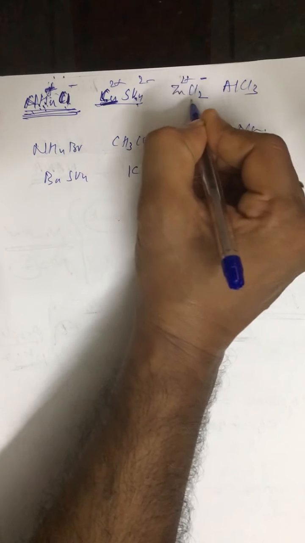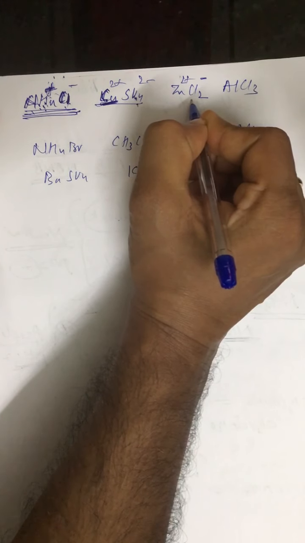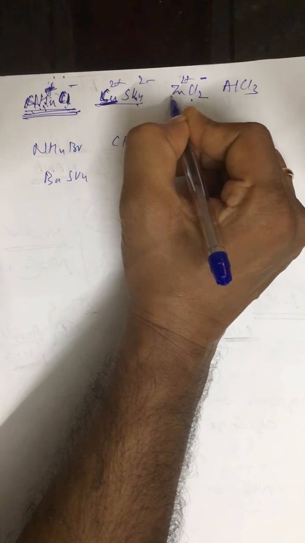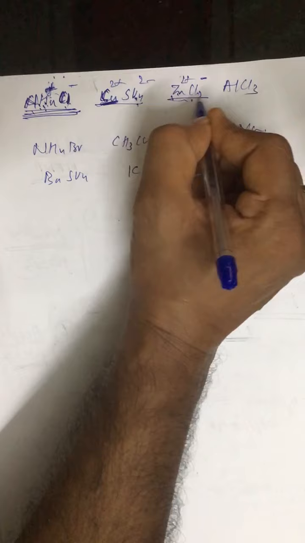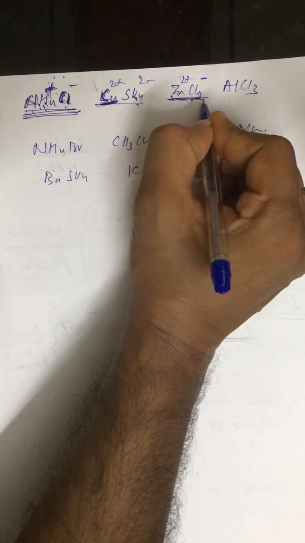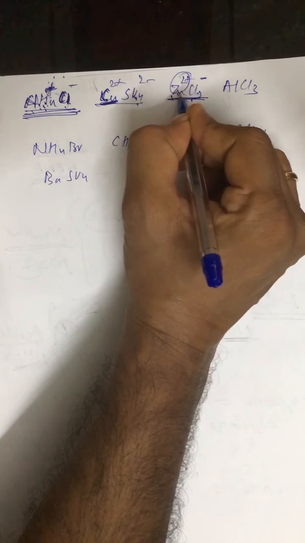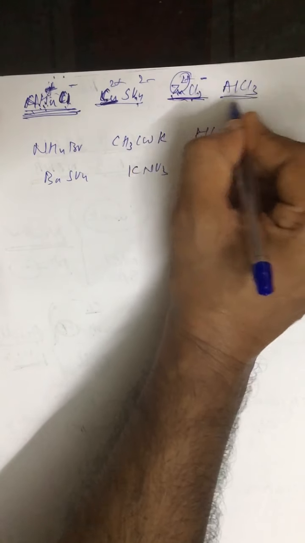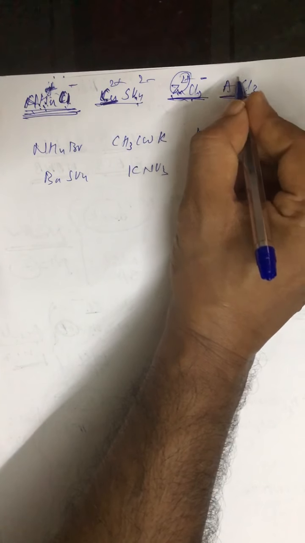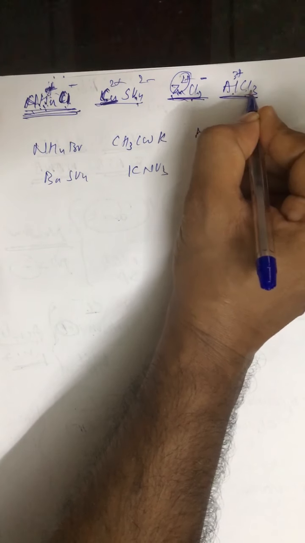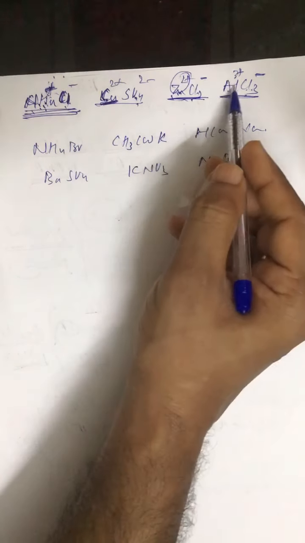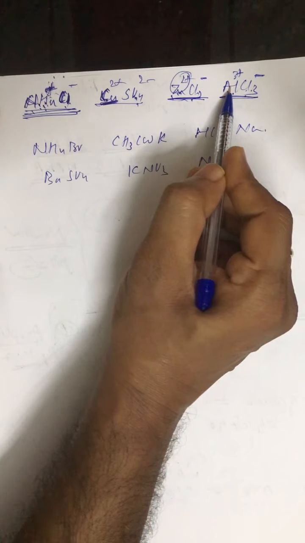ZnCl2, Cl negative from HCl strong acid. Zn2 positive from zinc hydroxide weak base. So weak base strong acid salt, aqueous solution acidic. Reason hydrolysis of Zn2 positive. AlCl3, it is Al3 positive is from Al(OH)3 weak base. Cl negative is from HCl, which is a strong acid. Obviously aqueous solution is acidic. Reason hydrolysis of Al3 positive.